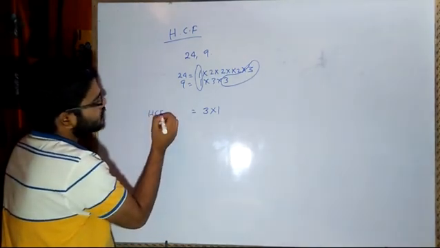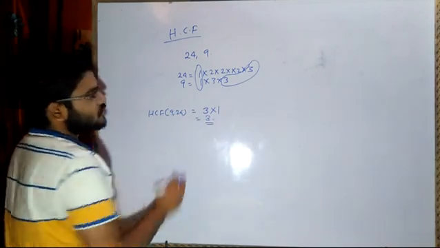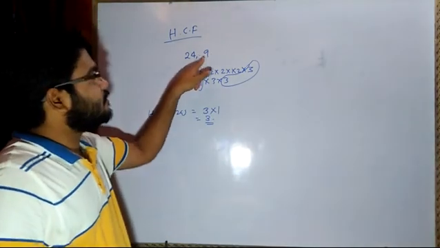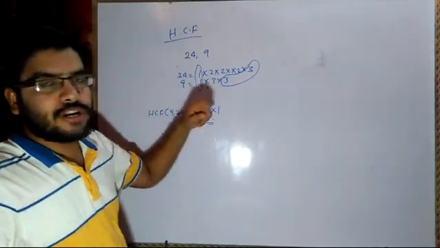So I will write HCF of 9 and 24 is equal to 3. Highest common factor. That means the maximum number which can divide both the numbers will be 3. 3 3s are 9 and 3 8s are 24.